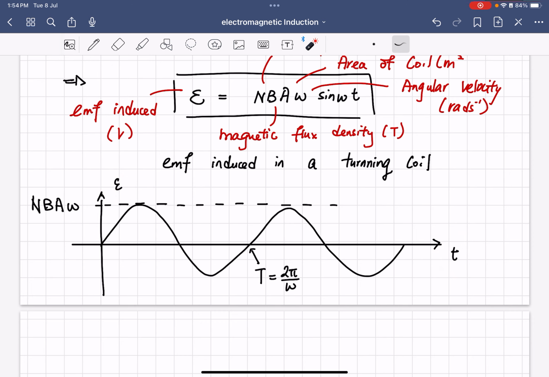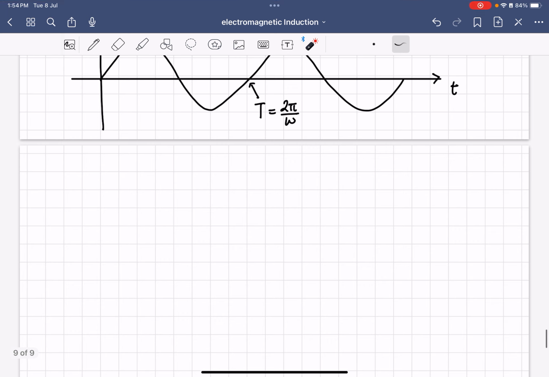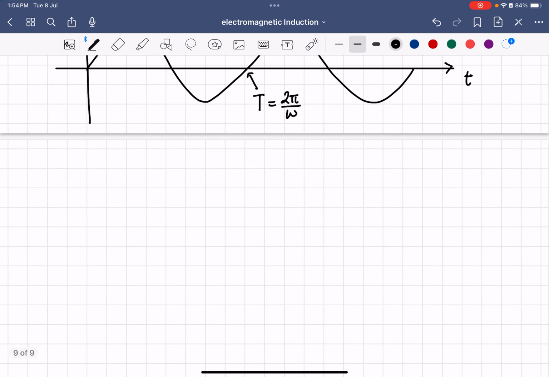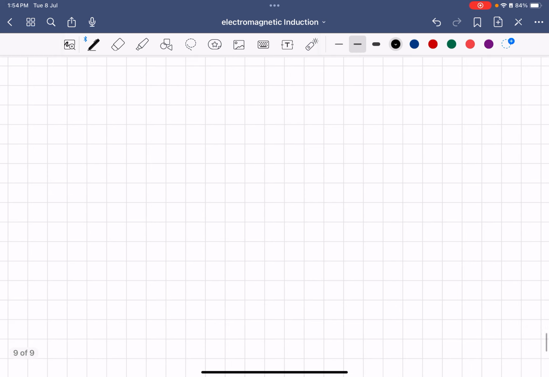and the maximum EMF that you will get is given as E equals NBAω, and the corresponding time period is 2π over ω. So well, today we will look in detail at this part, and we will officially call it the so-called AC generator.